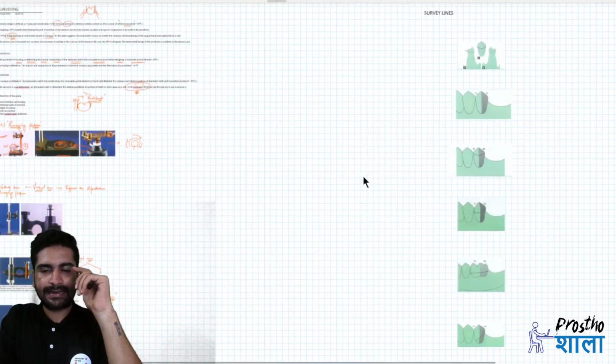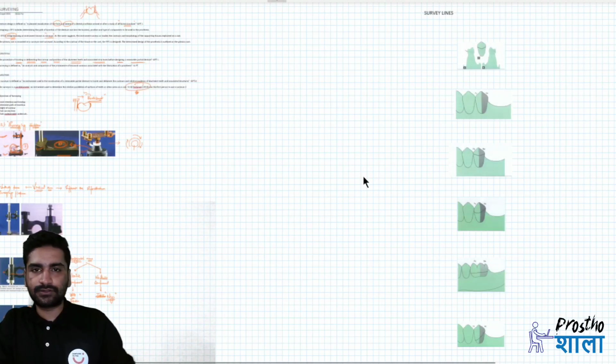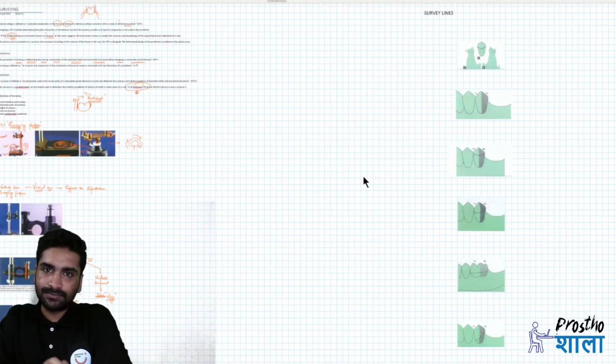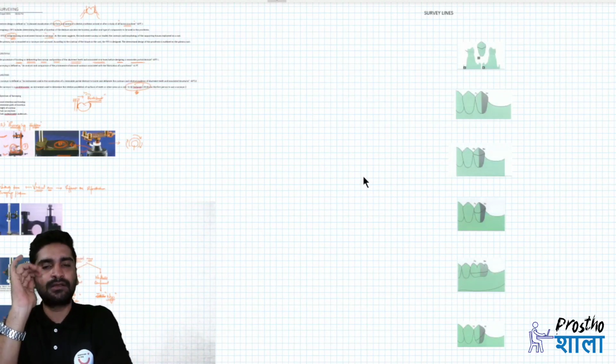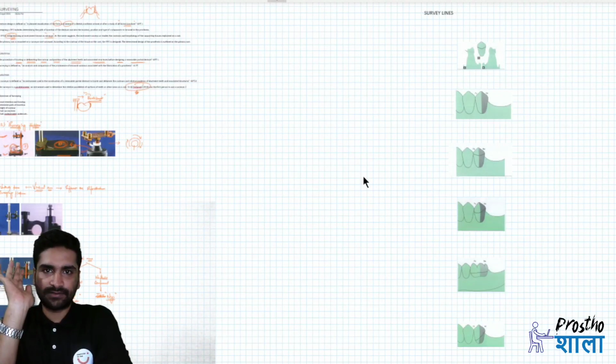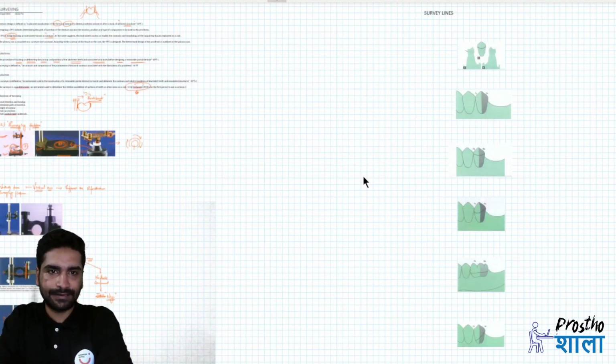So I hope you guys have understood what is basically a surveyor and what is basically surveying. Now I told you, right, we are marking some lines with the carbon marker. Those lines are called survey lines, which we'll discuss in the next class.